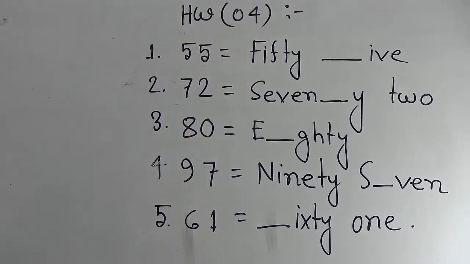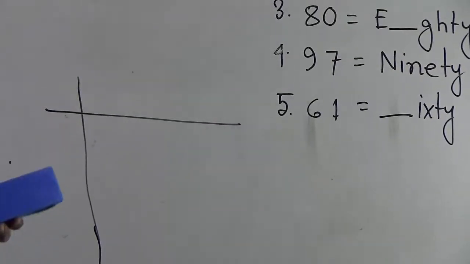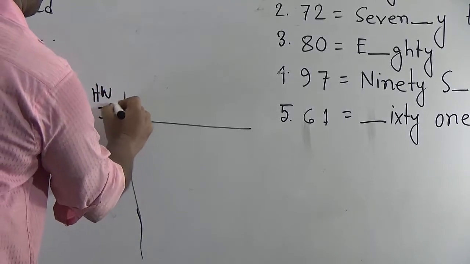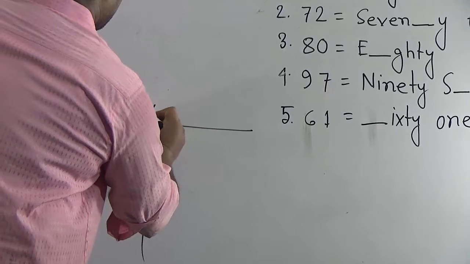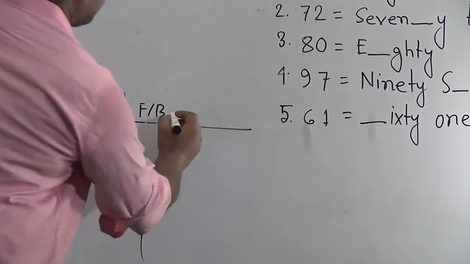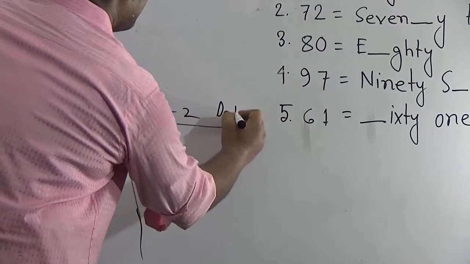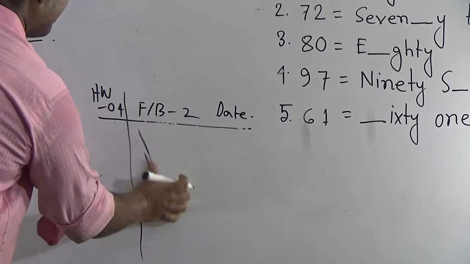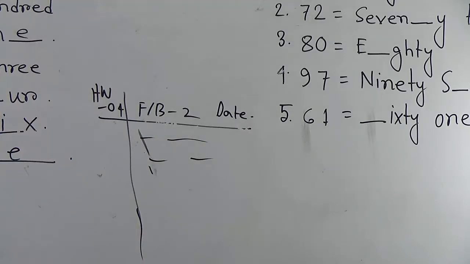Just like this is your SW copy. Here you write SW. This is SW number 4. After that here you write the spelling FB, means filling in the blanks, part 2. Here you write the date. After that you start from here. Okay. I hope you have understood.